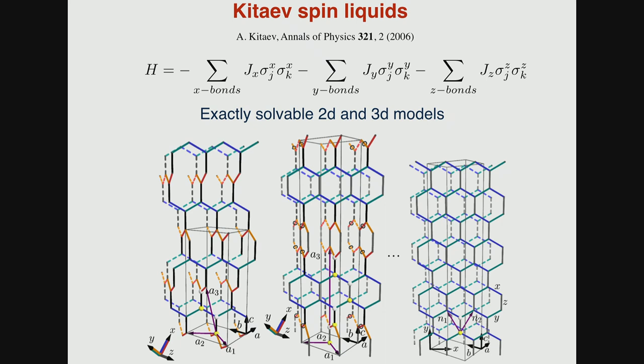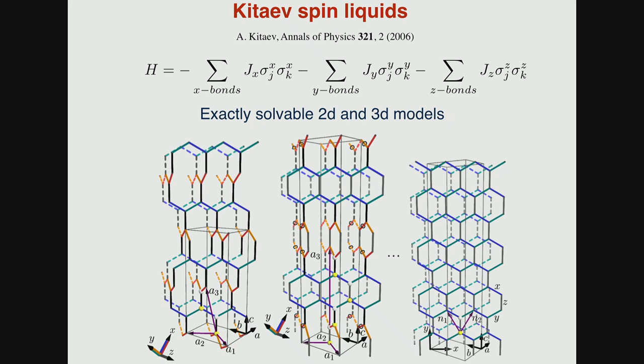In this case, you can write this Hamiltonian such that each type of bond, for example this vertical bond, has only one type of bond interacting. This is nothing else than the honeycomb lattice. Let's say on the Z bond the Z component of spin is interacting, and on the other two, the X and Y components are interacting. And as it was shown, this model can have an exact solution, not only in 2D for the honeycomb lattice, but also in different versions in 3D.